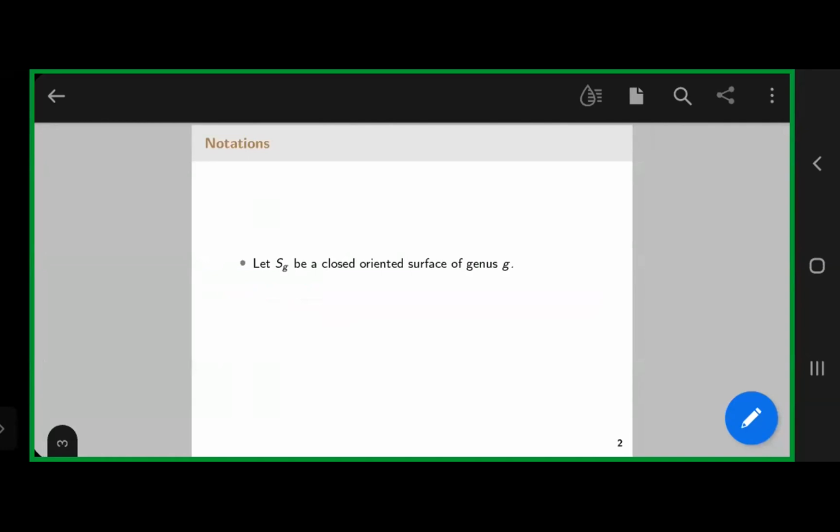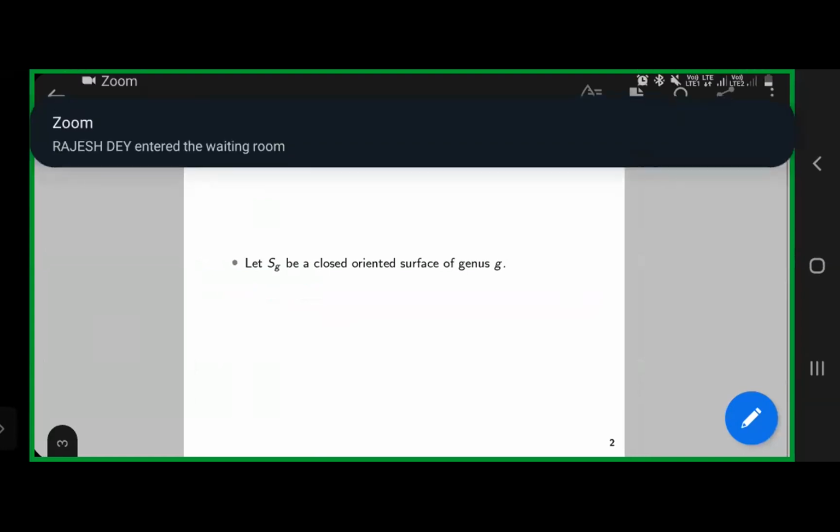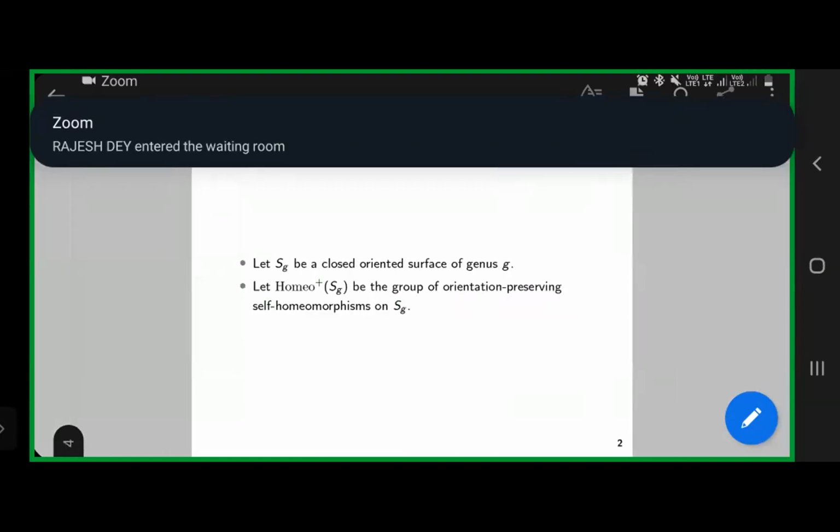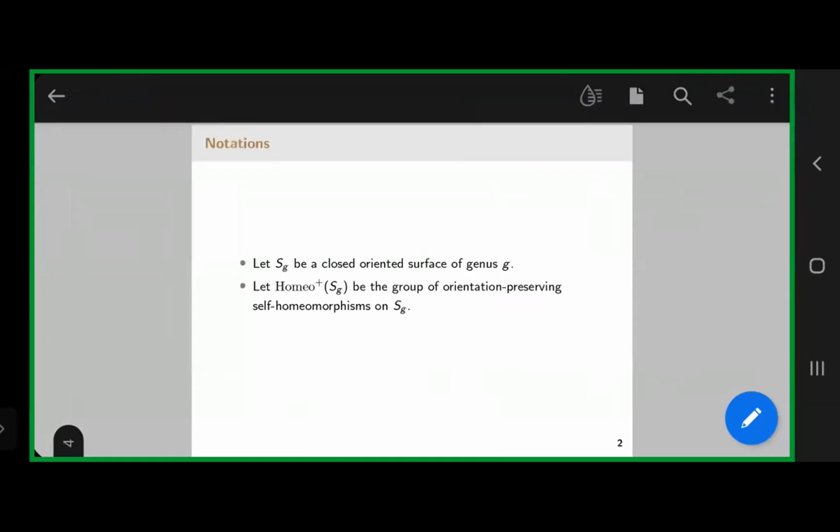So again, let me fix the notation for the talk. S_g is a closed oriented surface of genus g. You denote by Homeo^+(S_g) all the orientation preserving homeomorphisms of the surface S_g, and you define the mapping class group as all these homeomorphisms up to isotopy. You can also define it up to homotopy. They are equivalent definitions.